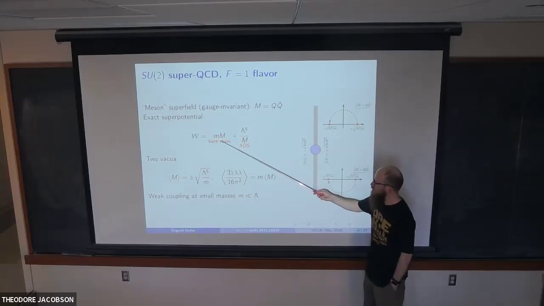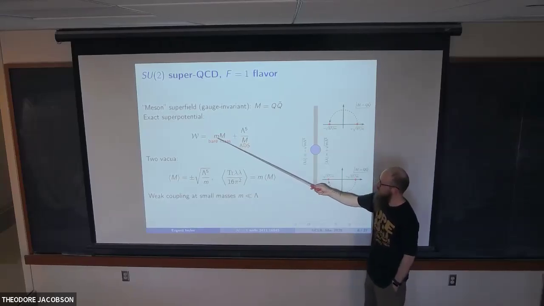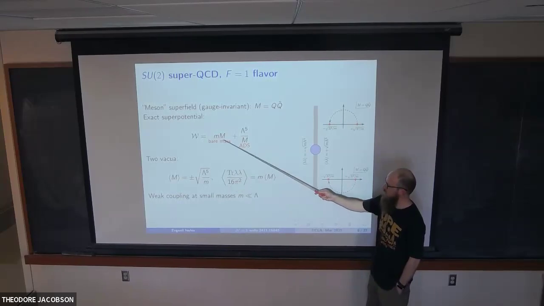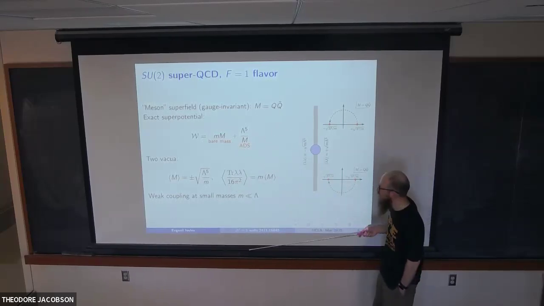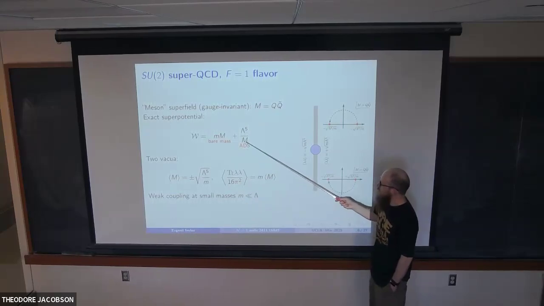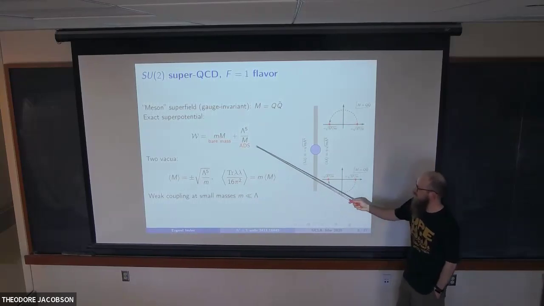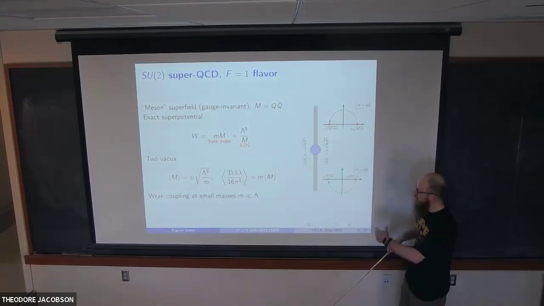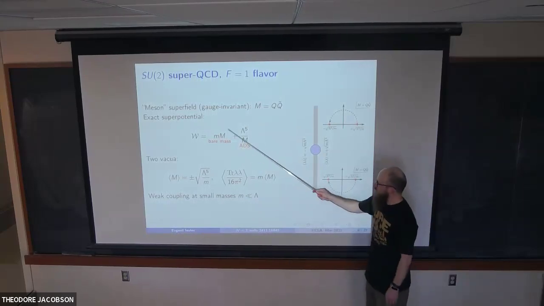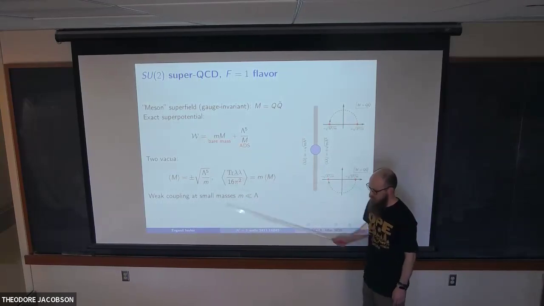Okay, so classically, you would expect that for non-zero mass, the minimum of your potential would be at meson equals 0, so quarks are 0. But this m in the denominator actually makes m equals 0 a sort of repulsive point, and you can derive the extremal values of the superpotential.